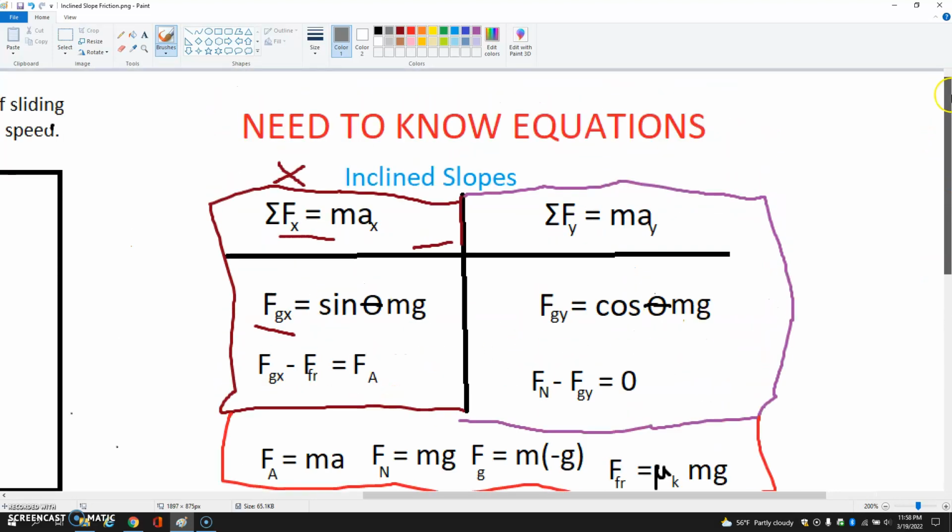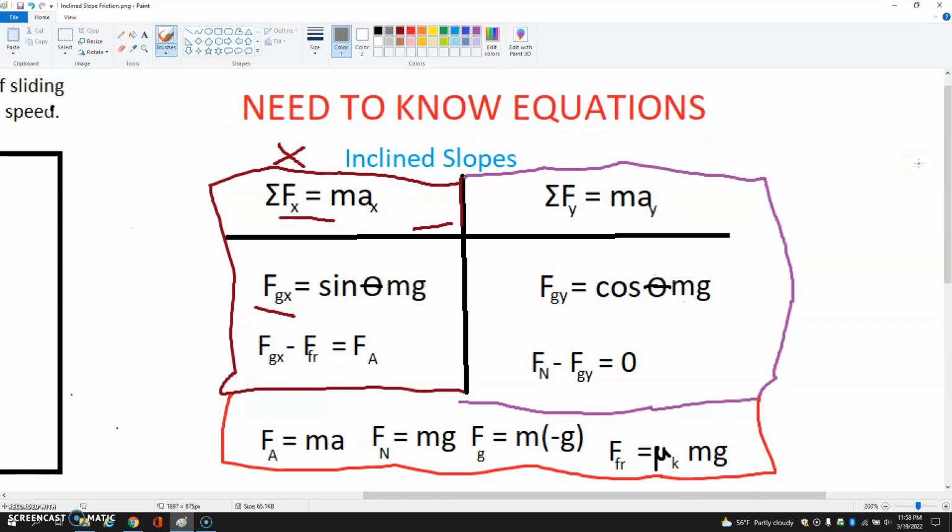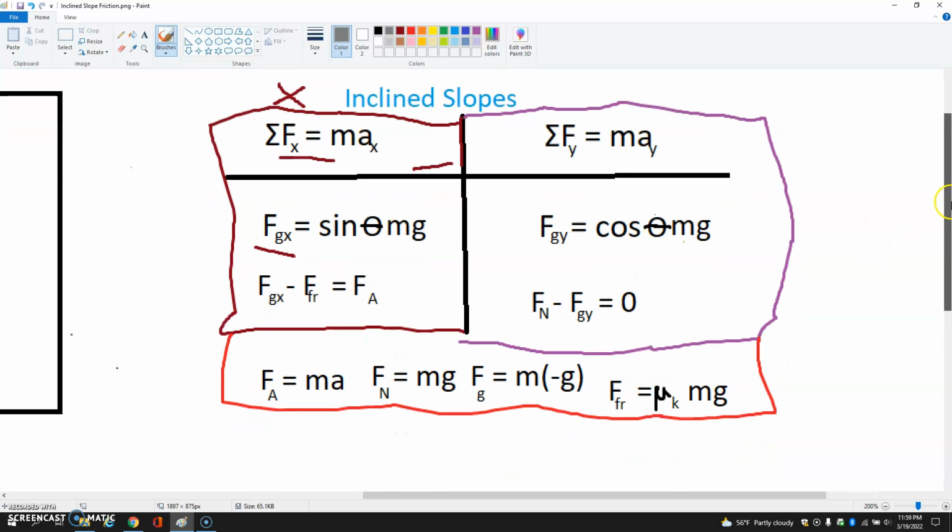Right now, I need you to pause the video and take out your formula sheet and write these down under the forces section and label it inclined slopes. I'm going to explain this later on in the video, but it is very important that even if you don't watch the whole video, you write these down, because these will save you a lot of memorization and a lot of time studying, basically.